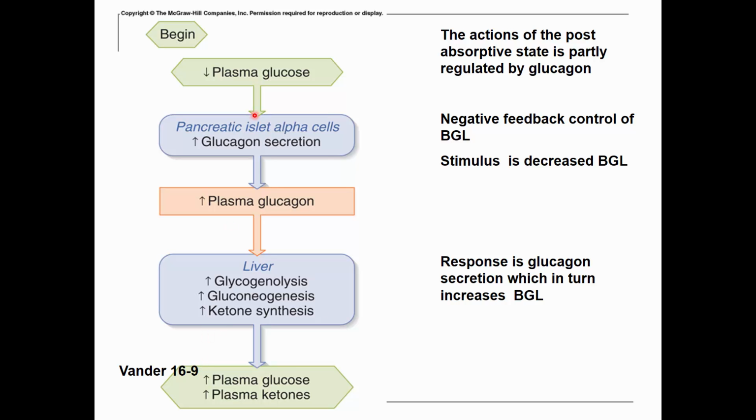So as a result of glucagon, and this is a picture from a textbook called Vander, we're going to have an increase in glucose and an increase in plasma ketones. So notice negative feedback. Plasma glucose is low. Glucagon works on the liver to get plasma glucose back up again.